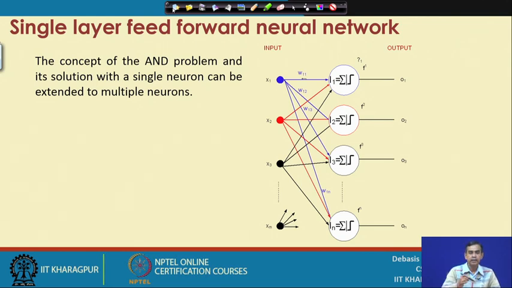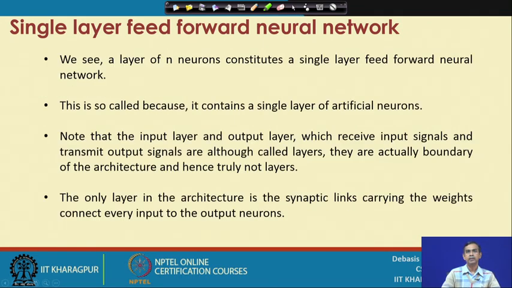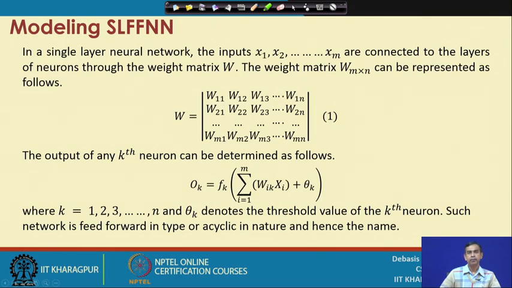Now, we started with the first perceptron and checked how the AND problem can be solved. The perceptron is the simplest problem-solving neural network. After that, we just learned about the single layer feed forward neural network. Next, we learn about a slightly different and more complex neural network architecture, which is called the multi-layer feed forward neural network.